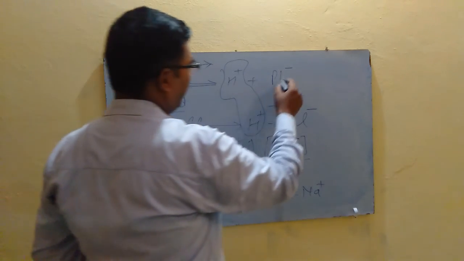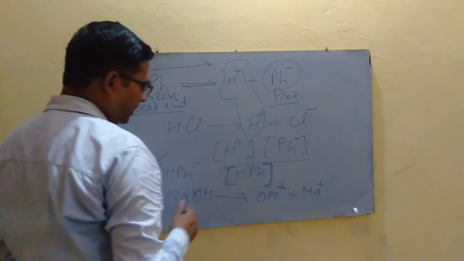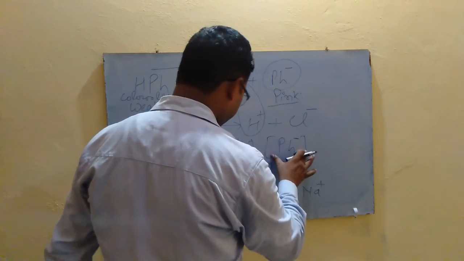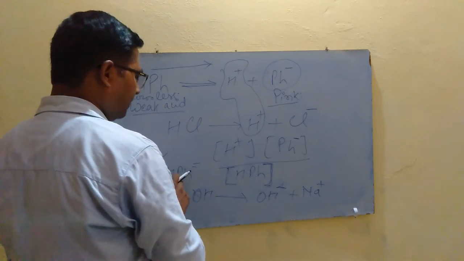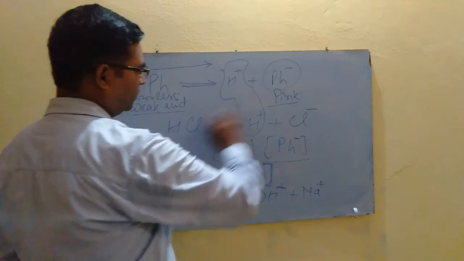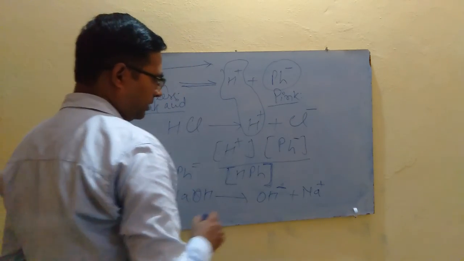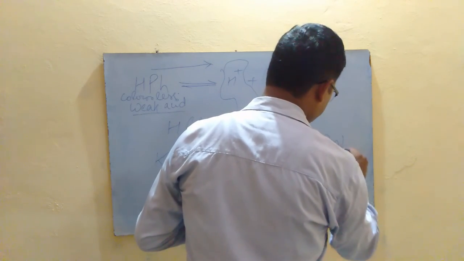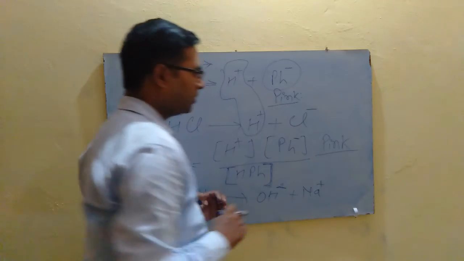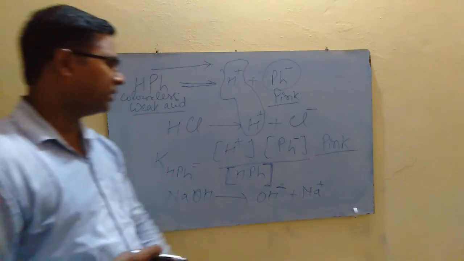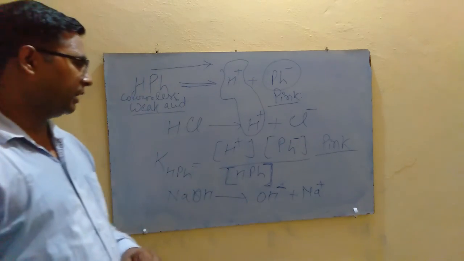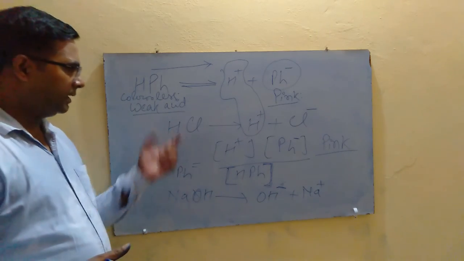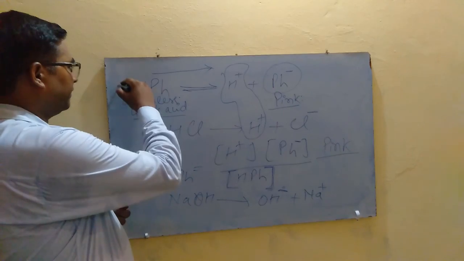When the concentration of ionized molecule of indicator increases, then in this equation, if the quantity of this pH ion increases, the equilibrium of the reaction shifts toward the right side, and therefore pink color, means color of ionized molecule, will be prominent in nature, and the color of the solution will be pink, because the quantity of pH minus ion will be more as compared to the unionized molecule in the solution. So this is the simple example of phenolphthalein indicator.